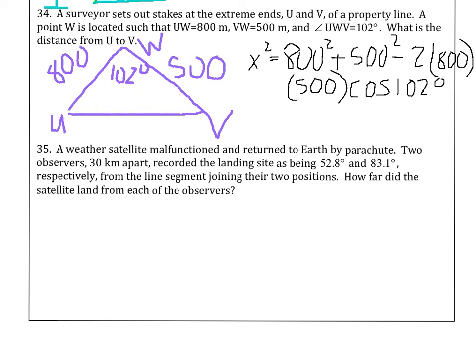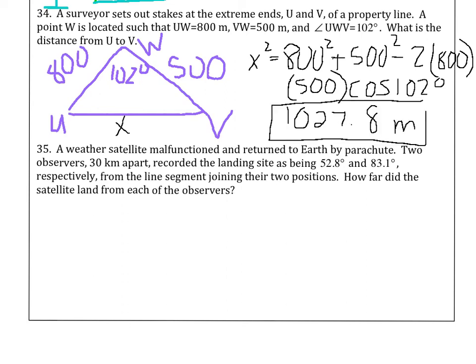So there's the formula. Since I was using 102, I use UV as x. I can use any variable I want there. Since my variable is all by itself in my equation, I just need to put this in my calculator and square root my answer. I end up getting 1,027.8 meters, and that answer is logical because 102 degrees is the biggest angle, so that means that UV should be the biggest side.